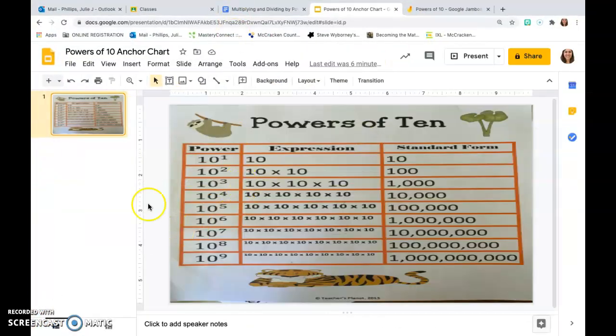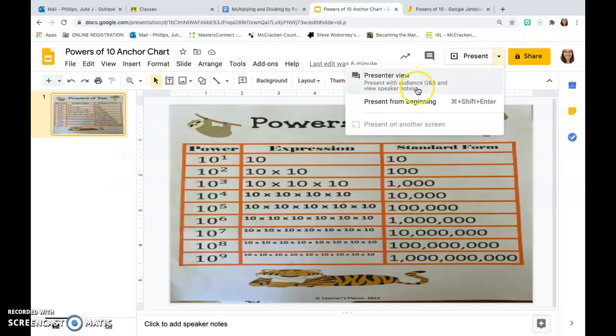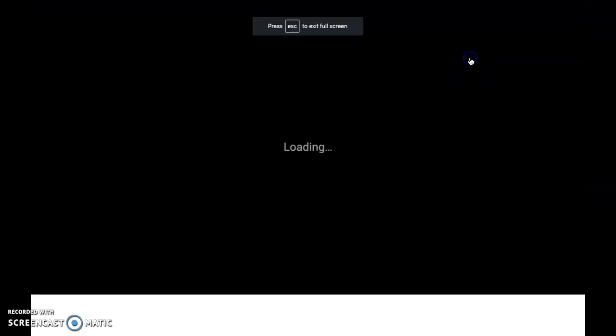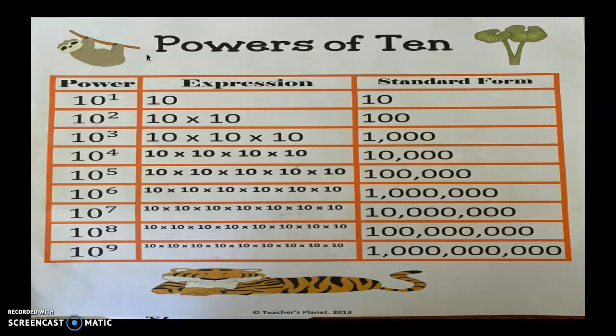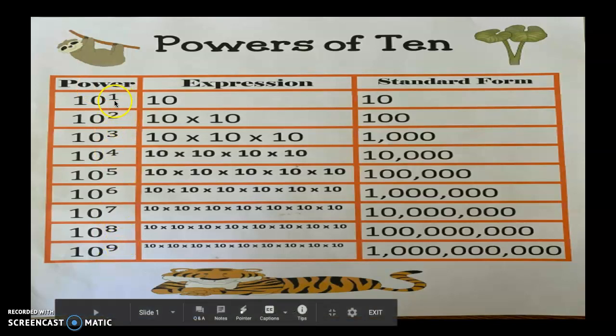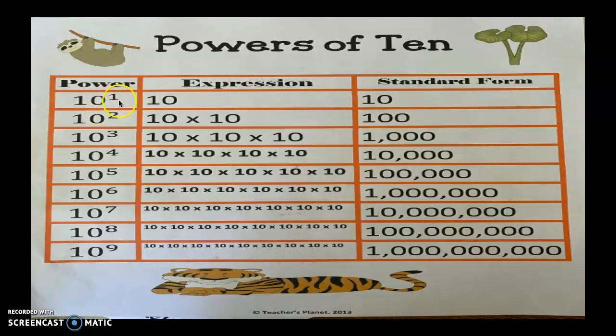I'm sharing my screen this morning to show you powers of 10 with exponents. The first thing I'm showing you is an anchor chart that has to do with powers of 10. I have my powers of 10 over here on the left, and these little numbers up in the corner are called exponents. So this 10 with a 1 up in the corner means 10 to the first power.